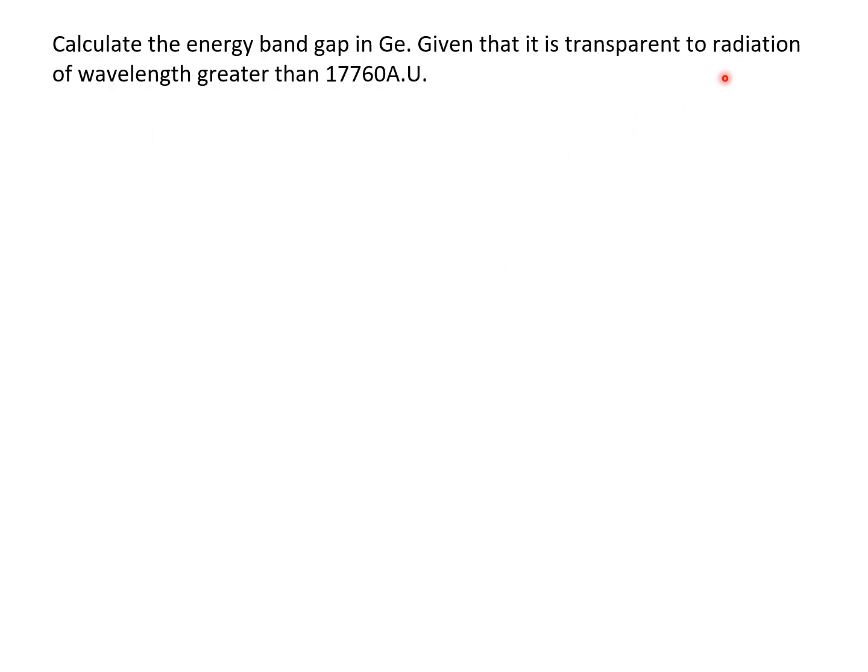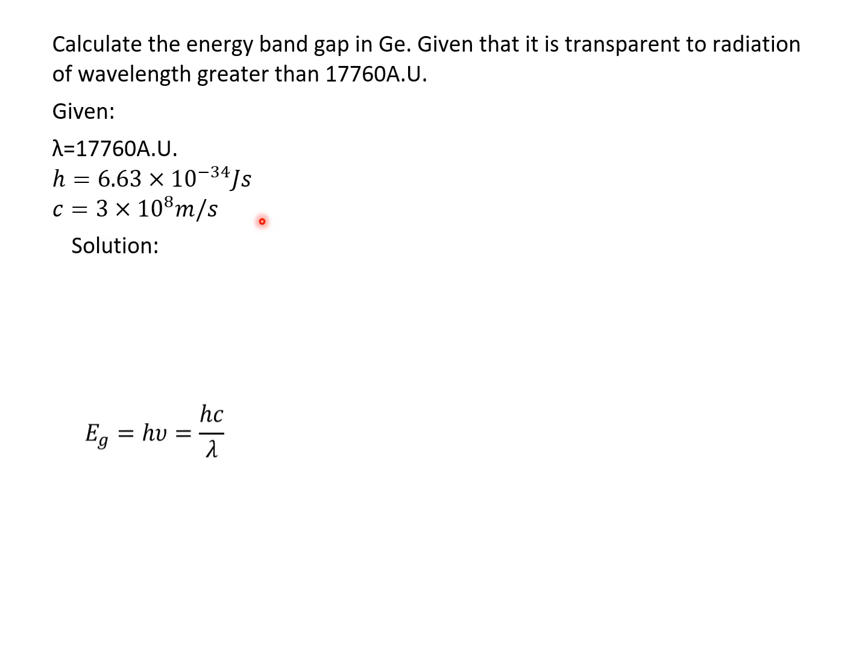Calculate the energy band gap in germanium. It is given that it is transparent to radiation of wavelength greater than 17760 angstroms. So the wavelength of light should be greater than this 17760 angstrom units. So what is the given data? Lambda is 17760 angstroms. Planck's constant is known to us. Velocity of light is known to us. Let us solve the numerical.